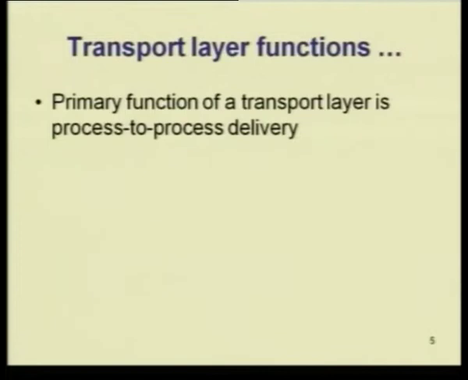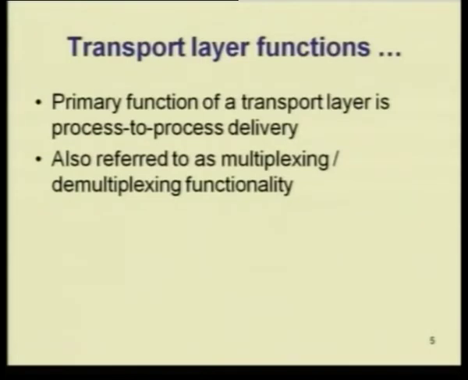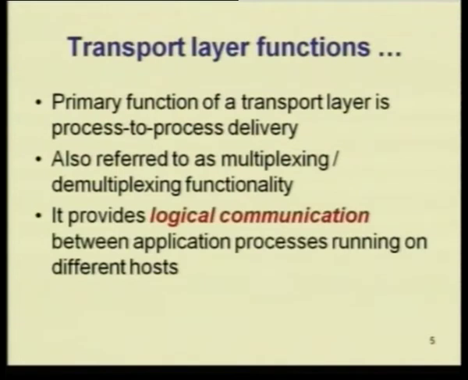Now the primary function of a transport layer therefore is process to process delivery, that is, you have to send it from one application to another application. Process to process delivery is the primary function of a transport layer, which is also referred to as multiplexing or demultiplexing functionality. In other words, we say it provides a logical communication between the application processes running on different hosts, not a physical communication but a logical communication.